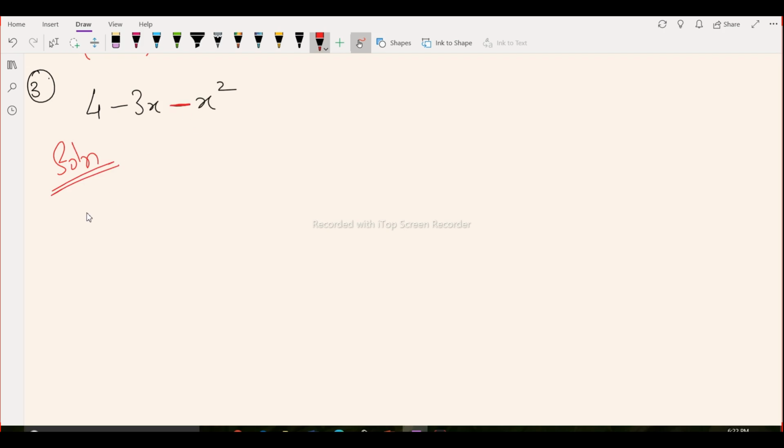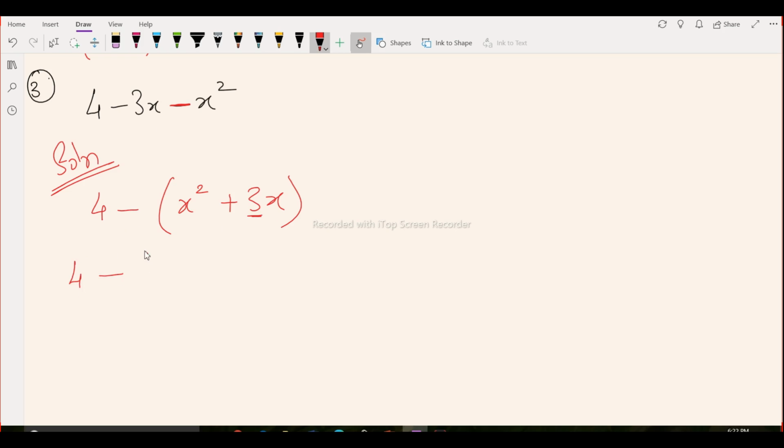So first thing I have to do is make sure that the coefficient of x square is 1. So what I'll do is I'll write this as 4 minus x square plus 3x. So hope you understood this step. Okay, I took the minus sign outside. Now coefficient of x is 3.